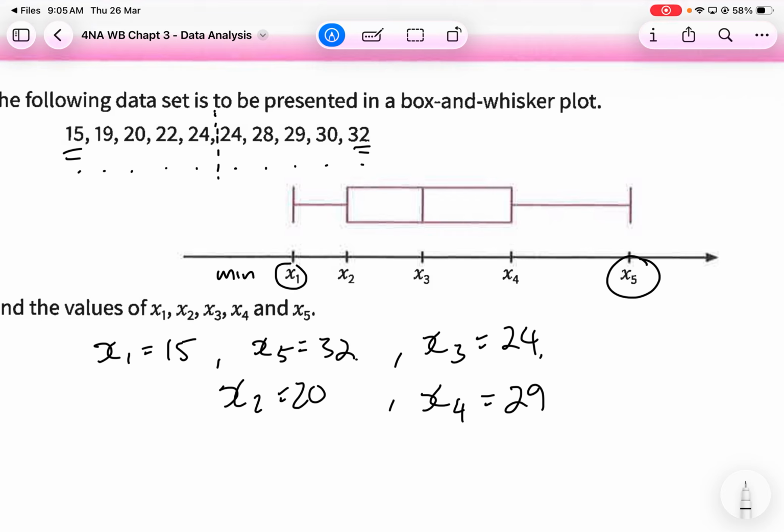Okay, they just want you to be able to read from here, know what are your minimum, maximum, Q1, Q2, Q3, and then match it with these values if your data is put on a box and whisker diagram.